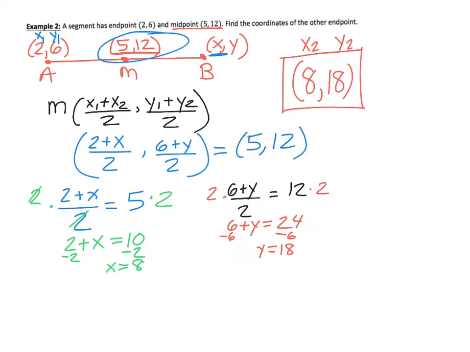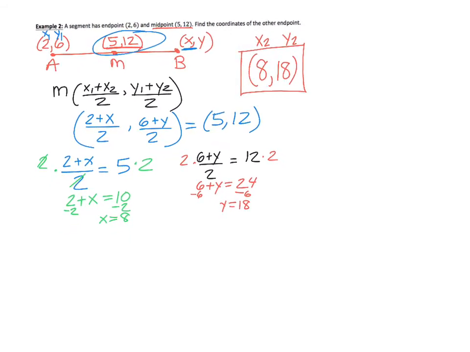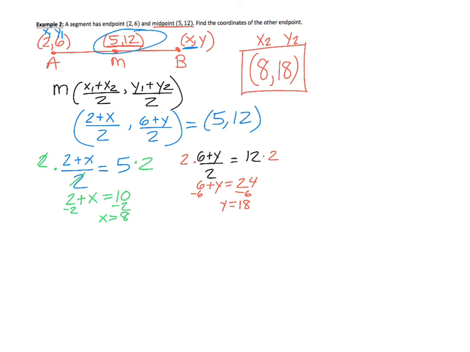So I'm going to zoom out here. And the second method is just to look for a pattern. You need the same picture that we drew at the beginning. So again, I'm just going to draw my segment. And I know that one of the endpoints is at 2, 6. And I know that my midpoint is at 5, 12. We don't know what the other endpoint is, but what we could do to find it would be to look for a pattern. Remember, the midpoint is halfway.